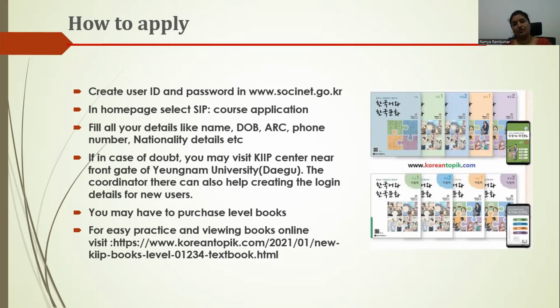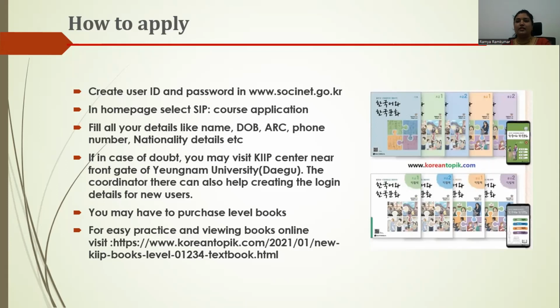And the level books. There are different levels in KIIP, and I will talk to you about that in a few slides from now. To purchase the level books, you can go to any bookshop. In Yangnam, in the front gate near the Daegu Bank, there is a bookshop. From there, we can purchase the book. The level 0 book will cost roughly 6,000. I'm not sure of the exact price. The first, second, third, and fourth level books will cost about 20,000 Korean won, which is 2 books, so roughly 10,000 per book. I'm not sure of the exact prices, but roughly 20,000 per level.